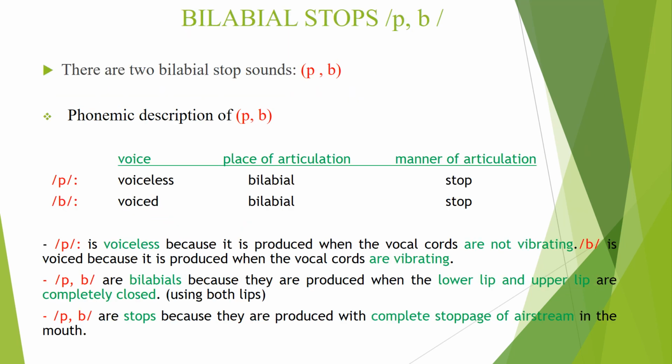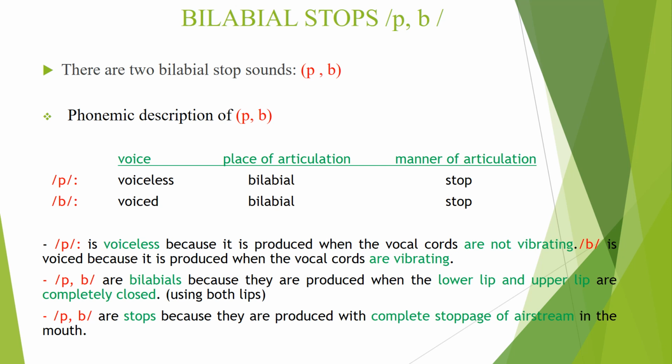The first type of stop consonants is the bilabial stops, p and b. There are only 2 bilabial stop consonants. Phonemic description of p and b. P is a voiceless, bilabial stop. B is a voiced, bilabial stop.